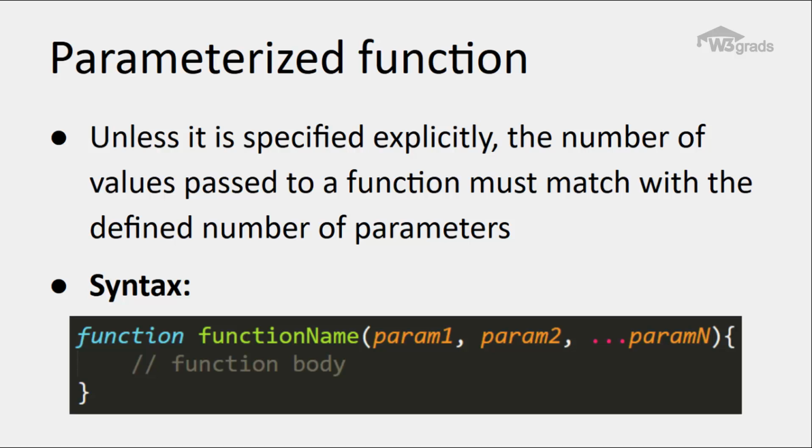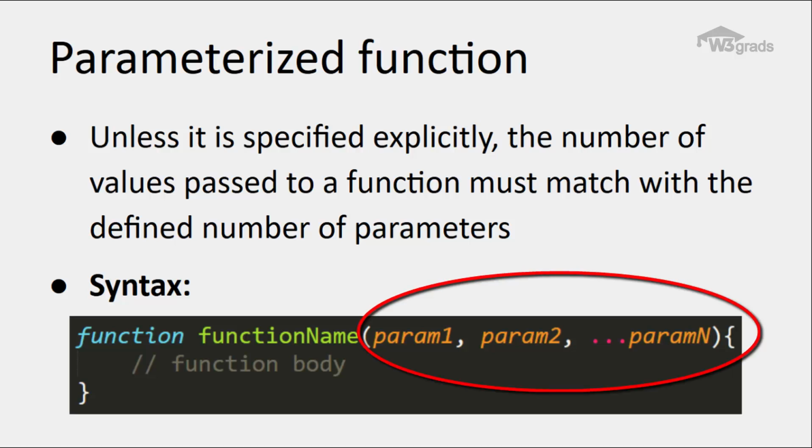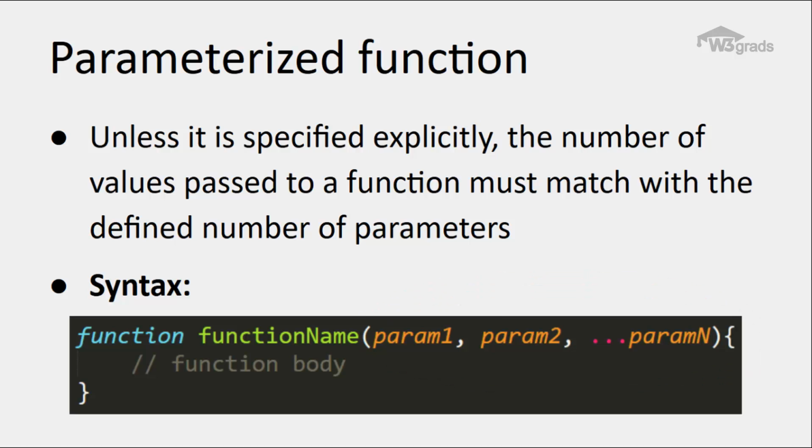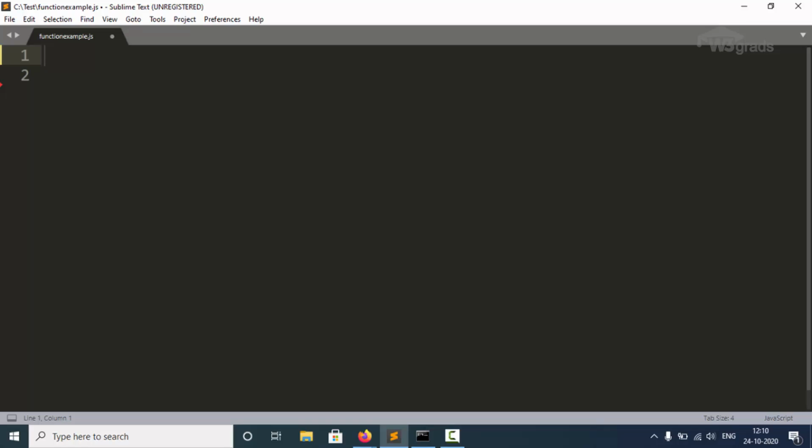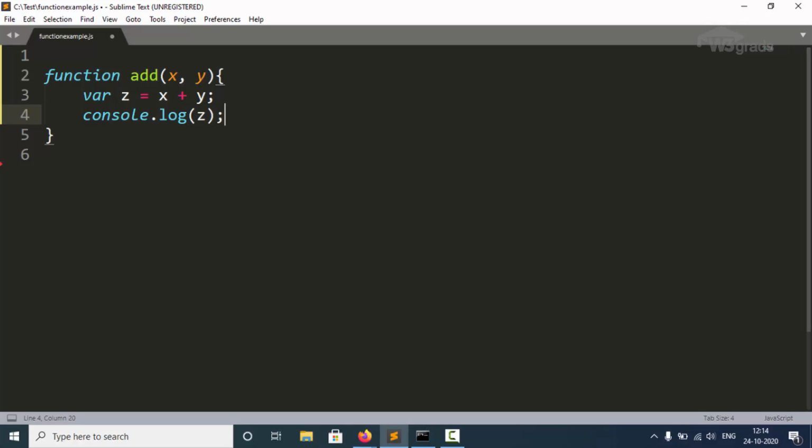Here, you can specify any number of parameters as per your requirement. Let's understand the parameterized function with the help of an example. I will go back to the Sublime text editor, and get rid of the existing code. Then, I will create a function with name add, and include two parameters as x and y. After this, I will go to the function body, and declare a variable named z, and set it equal to x plus y. Then, I will go to the next line, and include a console.log statement, and pass the variable z inside its parentheses.